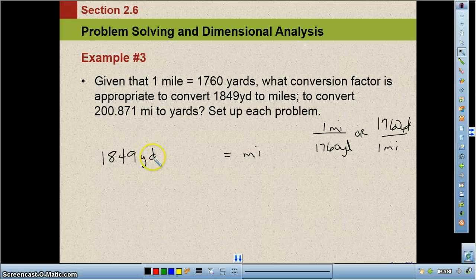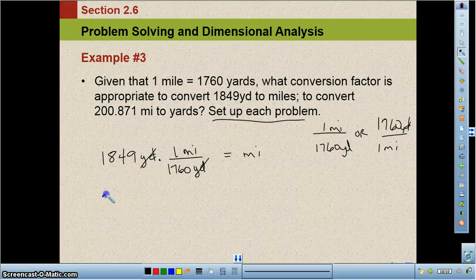Well, I have yards on top, and I want miles on top, so I'm going to use a conversion factor that's going to allow yards to be canceled out. So I'm going to have to use the first one right here and put yards on bottom and 1 mile on top. Cancel my yards, and that should give me miles for my answer. And that part of the question here says set up each problem. That's what I would expect.